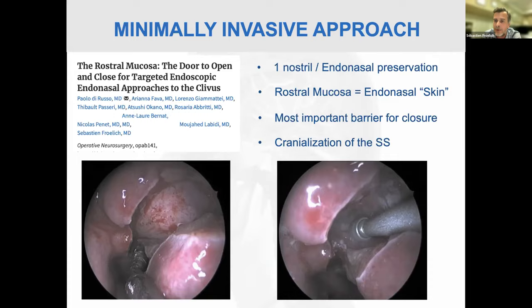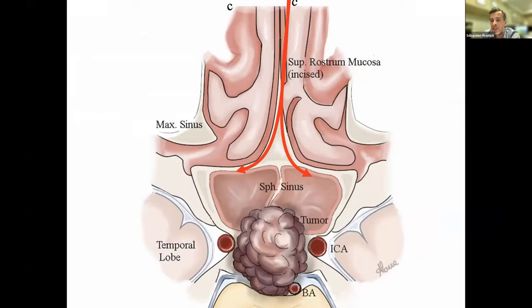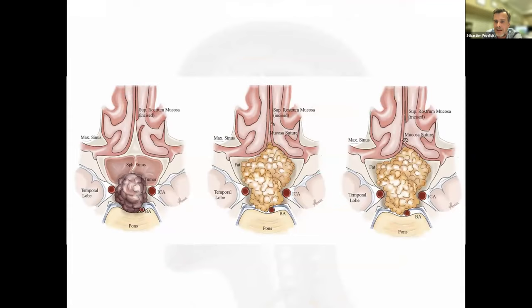We then drill completely the rostrum of the sphenoid, quite laterally. We push the drilling of the rostrum of the anterior wall of the sphenoid sinus quite far laterally. And then we remove the mucosa of the sphenoid sinus. We remove the tumor. We work into this volume of the sphenoid sinus and tumor bed with angle scope, angle instruments to remove the tumor. At the end, we put a big piece of fat and we suture this mucosa here with a 5-0 monocryl running stitch, just like we would close the skin in an open approach.